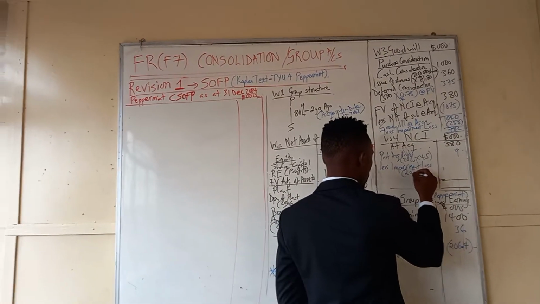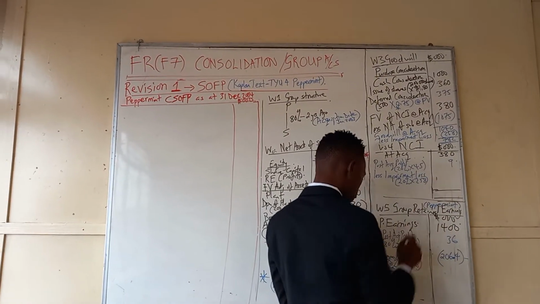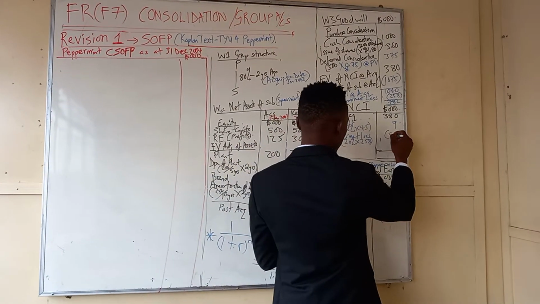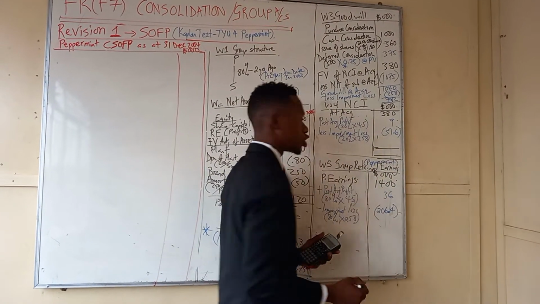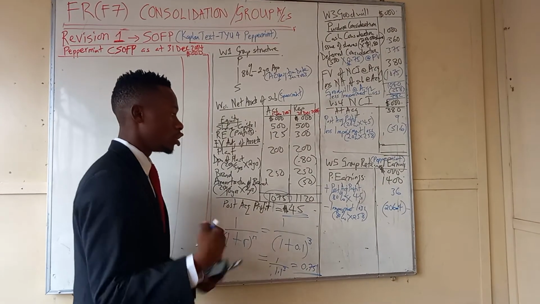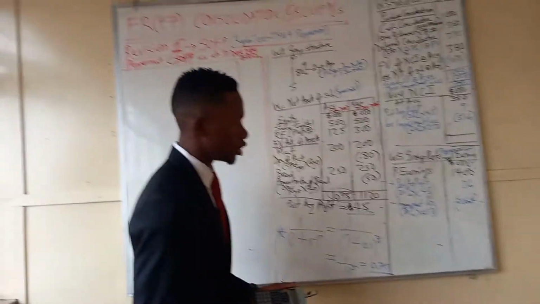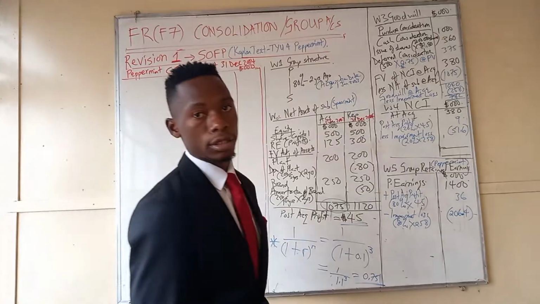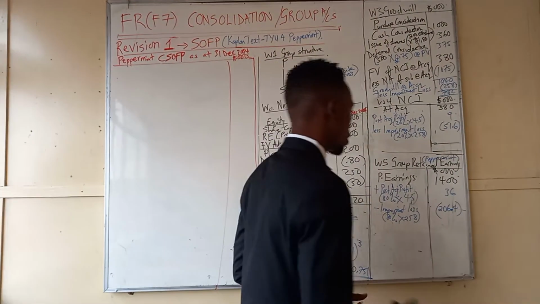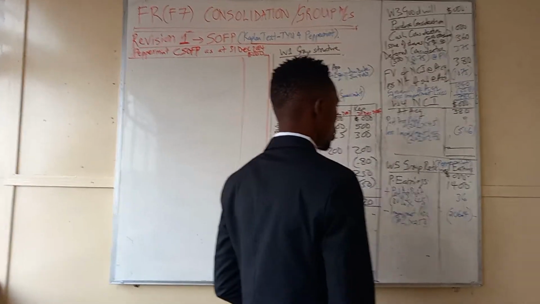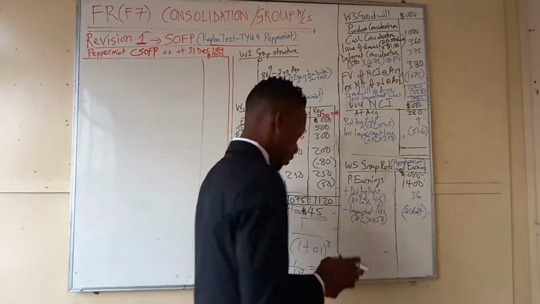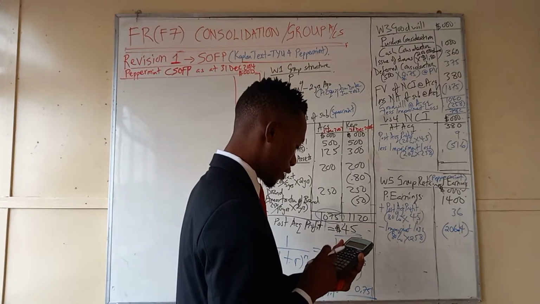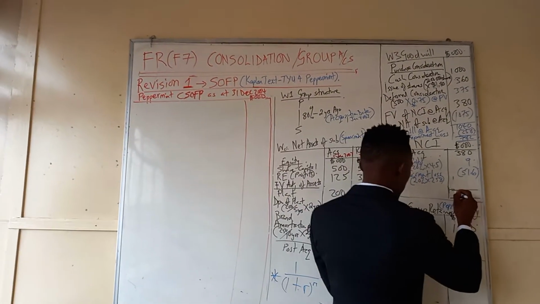This will be what? 20% of this. This will be 51.6. So make sure if you are deducting when you are doing a calculation, make sure that you are not adding. Make sure that you are subtracting. Right. So then on NCI, there is no other adjustment that affects the NCI. So let me just add the total.